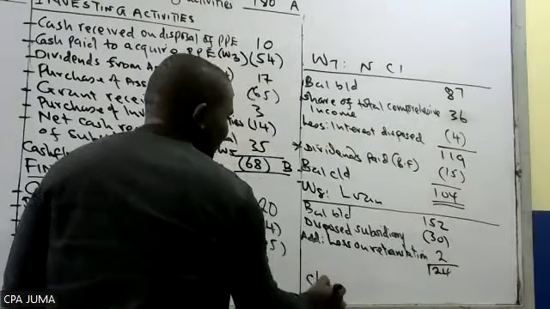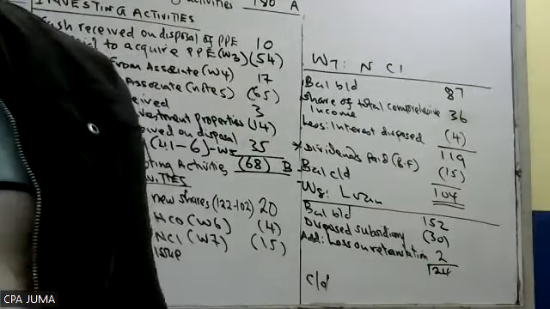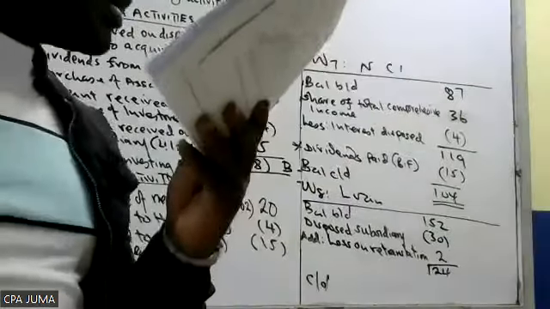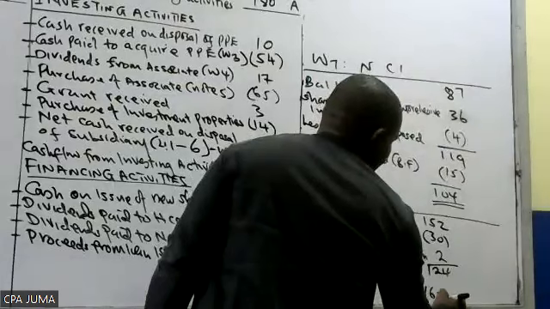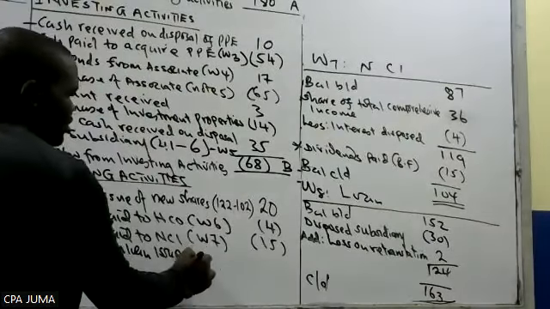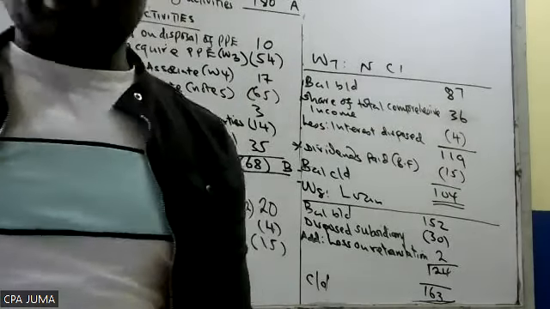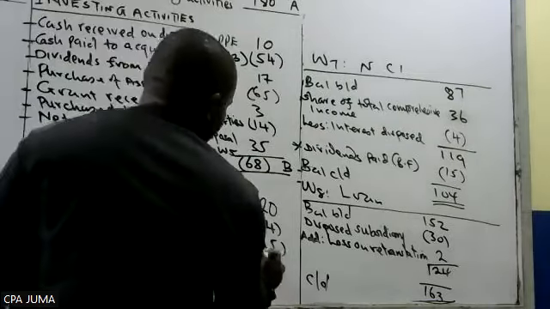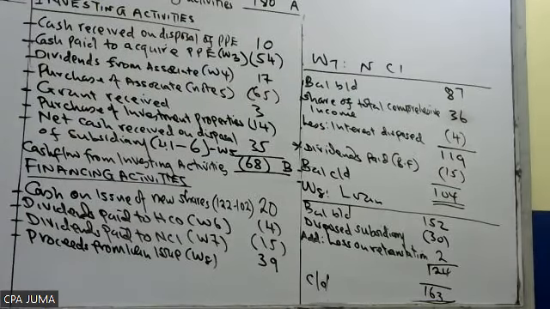Then they closed with how much? They closed with 163. So these people acquired more loan. So loan acquisition, the increase, please. 39. So loan acquisition, 39. We are done.